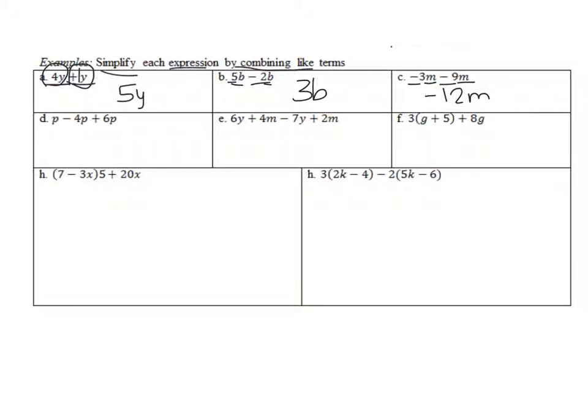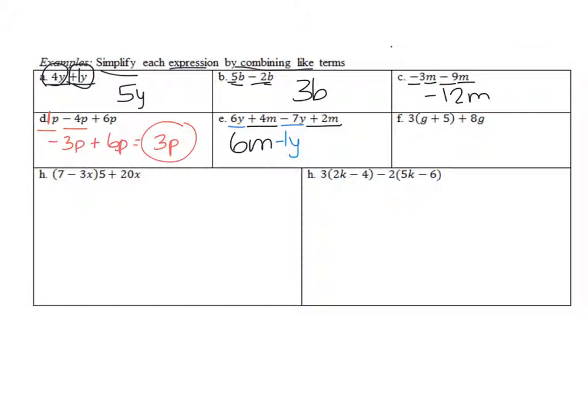Letter D, we can combine. Always put a 1 in front. 1 minus 4 is -3, plus 6p is 3p. Letter E, we're going to combine our m's, there's going to be 6m's, and then we're going to combine our y's, and there's going to be negative y. Or you could write negative 1y, it's still okay.